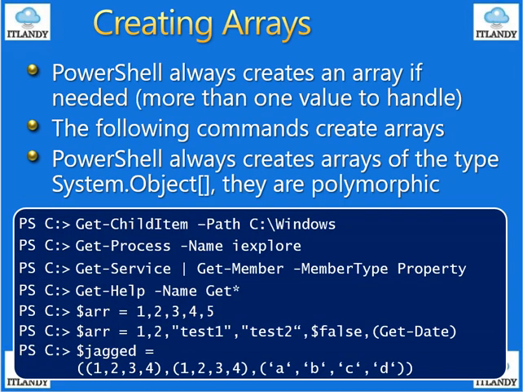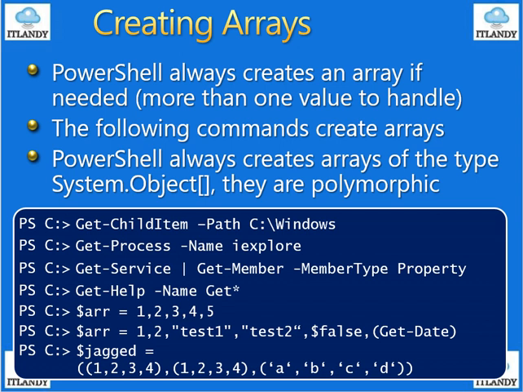Next, how can I create an array? We said earlier, PowerShell always creates an array if more than one value needs to be handled. You can see the following commands which create arrays, and PowerShell always creates this kind of type, System.Object brackets, and we call them polymorphic. So let's have a look.